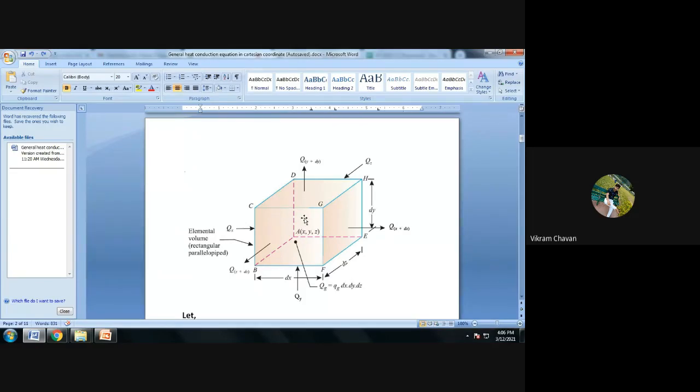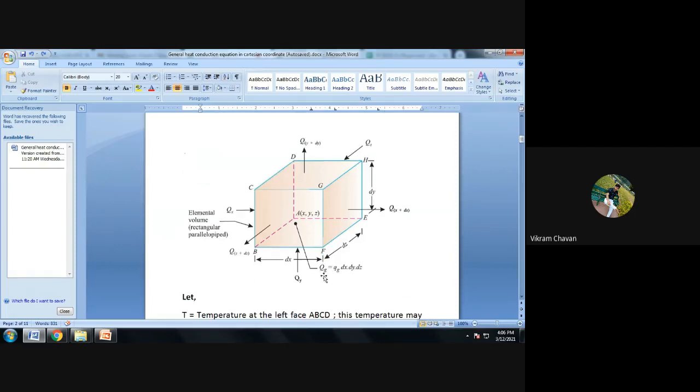Now this element, we have considered as an element of any heater or a heat generating element, or a press iron. So in that case, this particular element also generates heat. So the total heat generation will be equal to G multiplied by dx, multiplied by dy, multiplied by dz. This will be the heat generation per unit time.